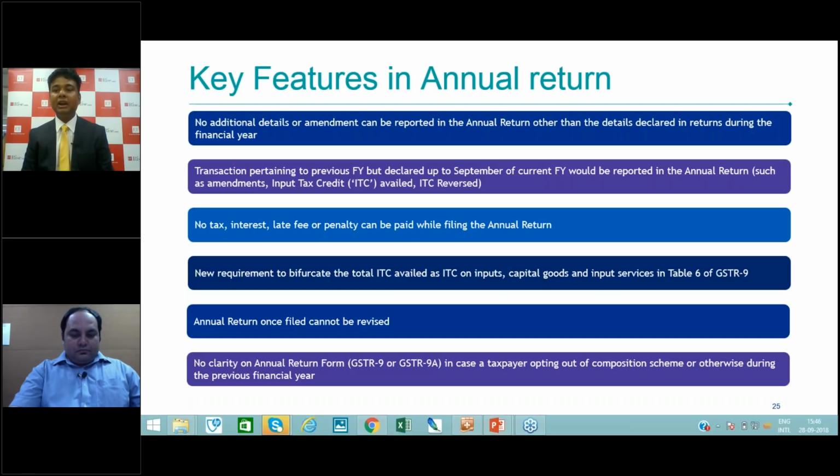So a lot of people still believe that the annual return is where you do all the adjustments. That's not permitted. You have to do the adjustment in the monthly return, and the annual return is just an arithmetical summary. No interest, tax or late payment can be paid through the annual return. There is a new requirement to bifurcate certain items, ITC on capital goods, you've seen this, input services. An annual return once filed cannot be revised. And of course, there is a lack of clarity if you have switched the scheme in between the year.